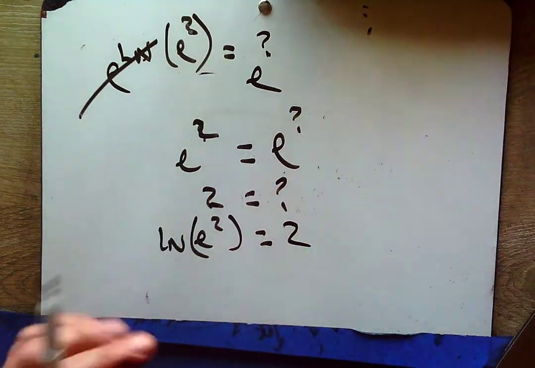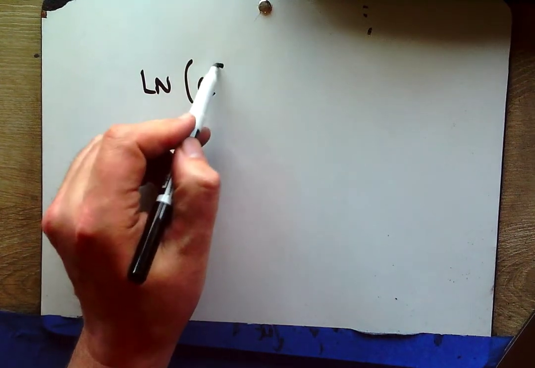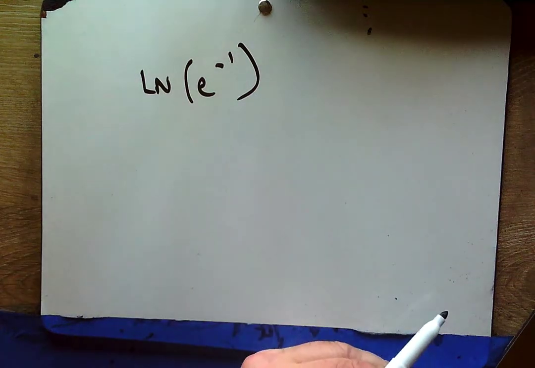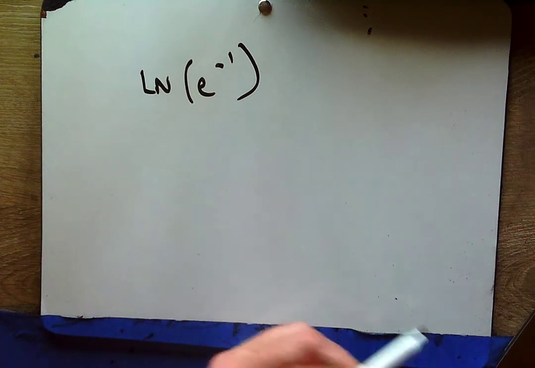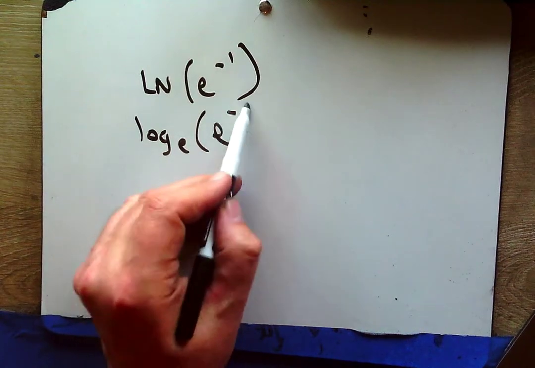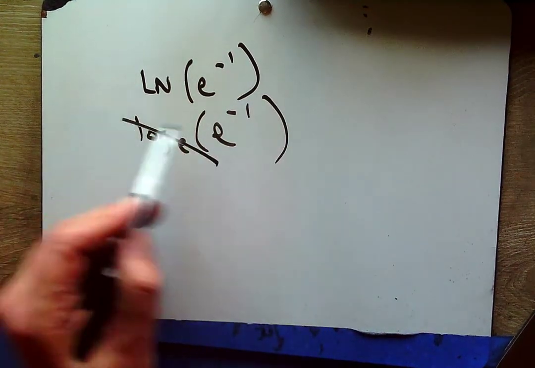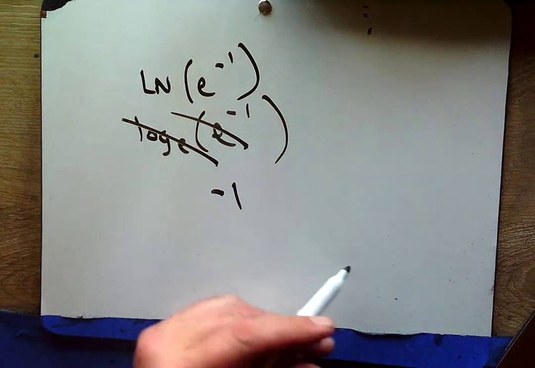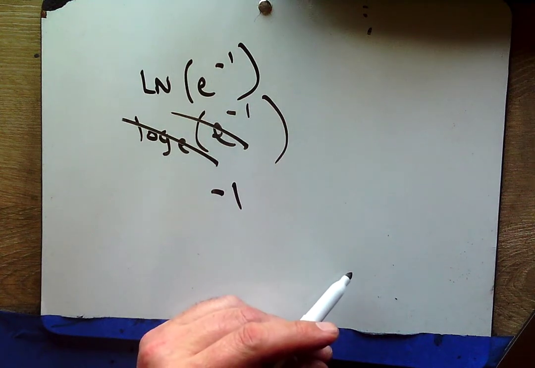Okay. How about ln of e to the negative 1? What can we do there? How can we simplify this expression? What does this equal? Well, again, ln is log base e of e raised to the power of. Those are inverses and cancel each other out, and I'm left with negative 1.